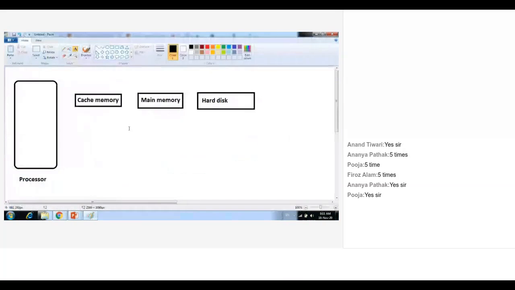So you are able to see my MS Paint, in which I have made one cache memory, then main memory, and the hard disk, and here is the processor.